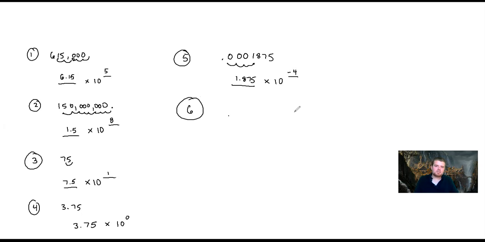Let's say I have 0.00000093. So again, some coefficient times 10 to some power. I'm going to take the decimal wherever it is, and I'm going to move it until I have a number between 1 and 10. So 1, 2, 3, 4, 5, 6 places. That gives me 9.3. I did move it 6 times, but because this is a very small number, I want my exponent to be negative.